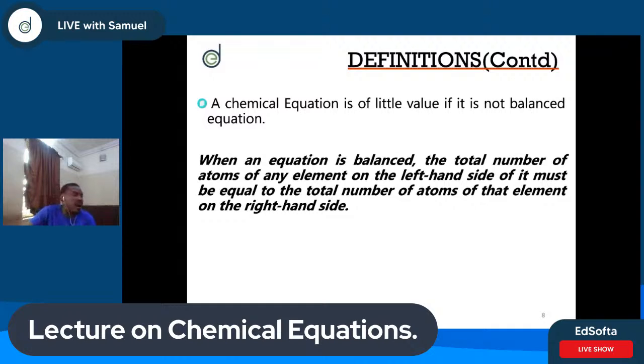That's why when you add hydrogen and oxygen together, you don't lose any hydrogen, you don't lose any oxygen. What do you get? Water. So for an equation to be balanced, the total number of atoms of any element on the left-hand side of it must be equal to the total number of atoms of that element on the right-hand side. So let's switch to the board so that we can see an example of what I mean. So I'll be switching the screen to the board.